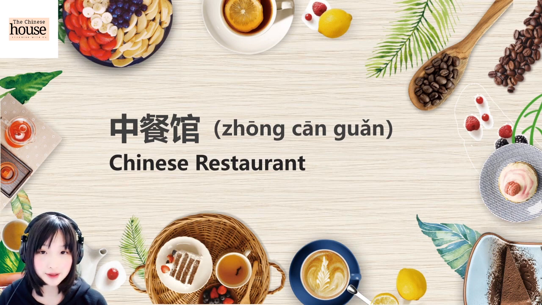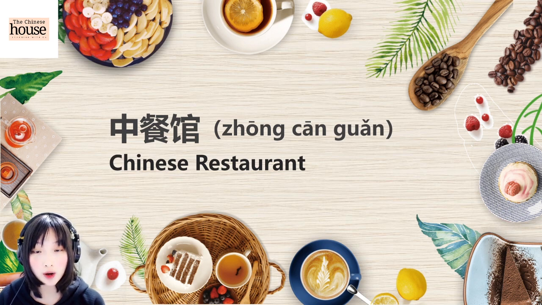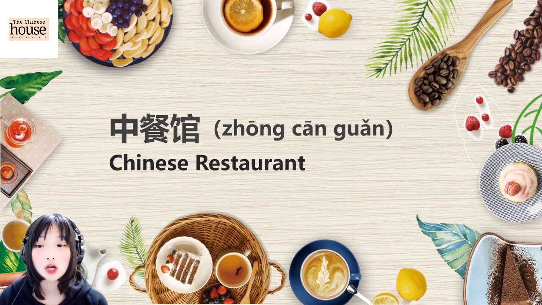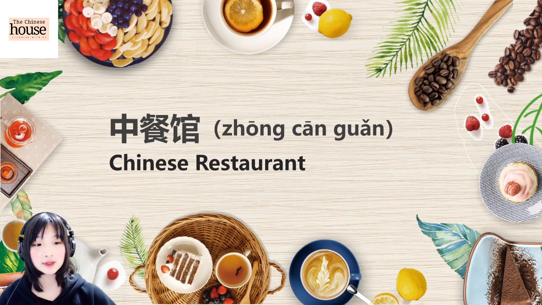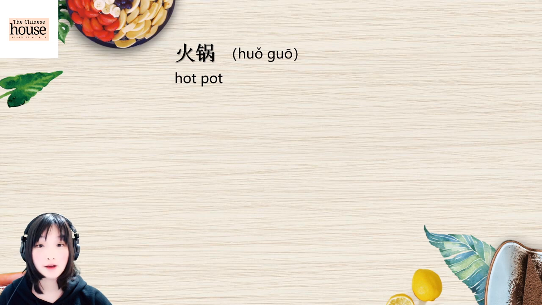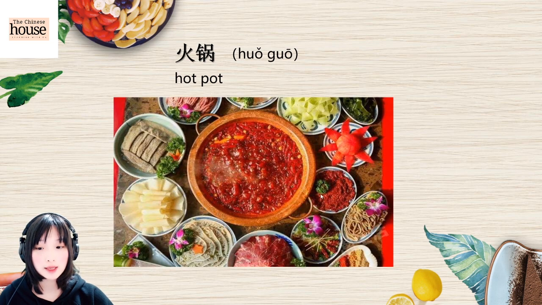First of all, 3 new characters. 中餐馆. 中 here is a short form of 中国, China, or Chinese. 中餐 means Chinese dishes, 馆 means restaurant, 餐馆, restaurant. 中餐馆.